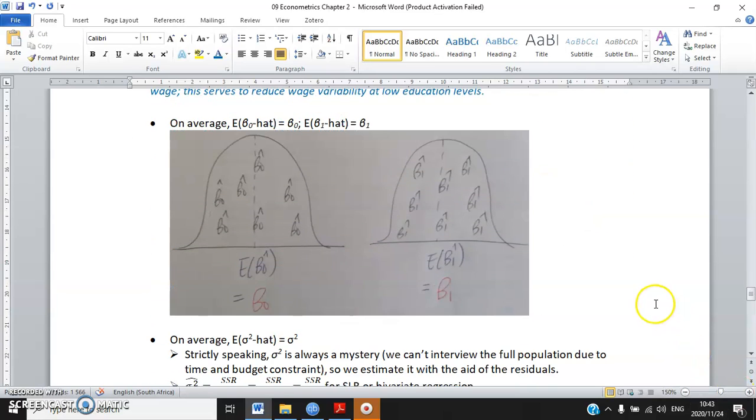Okay. And then just to remind you, I run the sample regression function many times, then I derive different B0 hat, but on average, the expected value of the B0 hat would give me my true B0 from the PRF. And then similarly, I run the sample regression functions many times, collecting a different sample each time to derive my B1 hat. Then I put all the B1 hats graphically. Then on average, the expected value of B1 hat would be equal to the true B1.